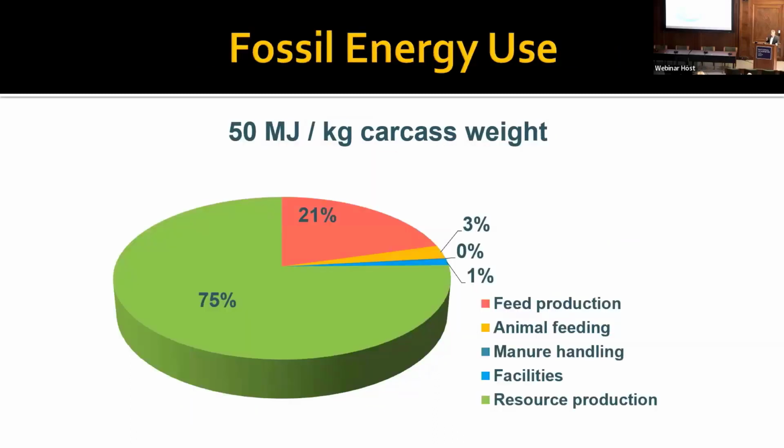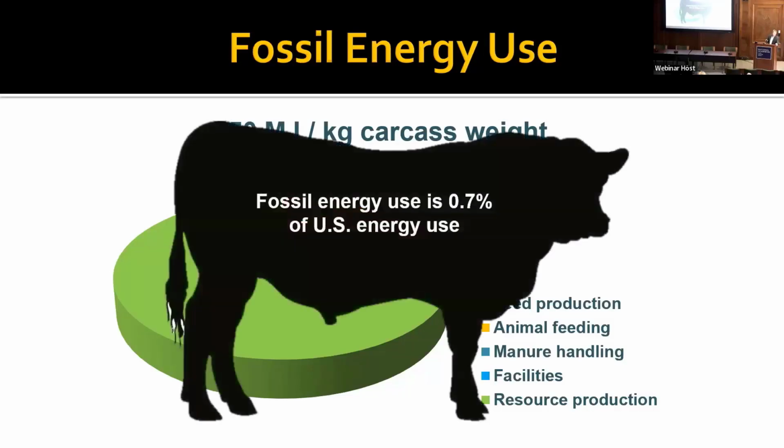Fossil energy use is also an important consideration in any sustainability analysis. You can see here that most of the fossil energy that's used in beef production actually comes from what we call the upstream production of resources like electricity, fertilizer, and that sort of thing. All total, it's less than 1% of what the total fossil energy use is in the United States.